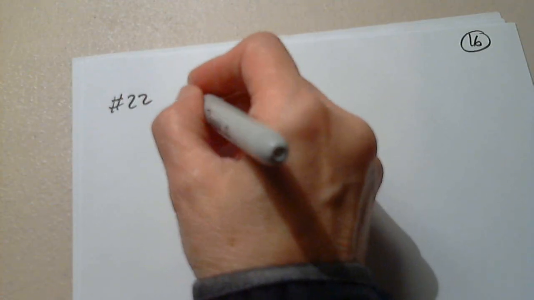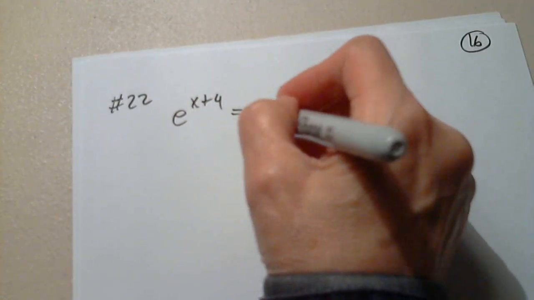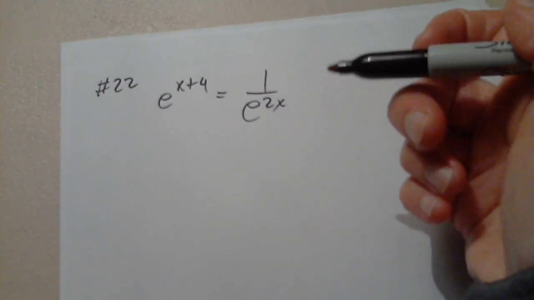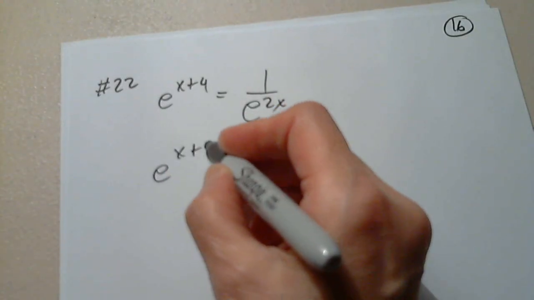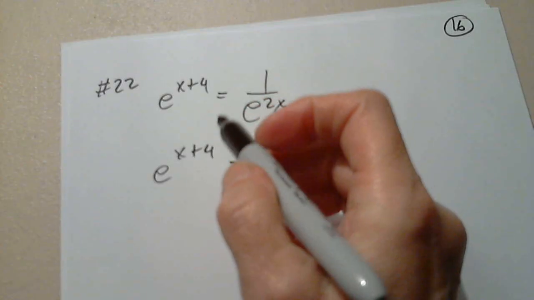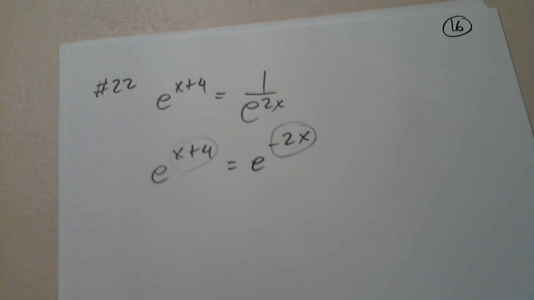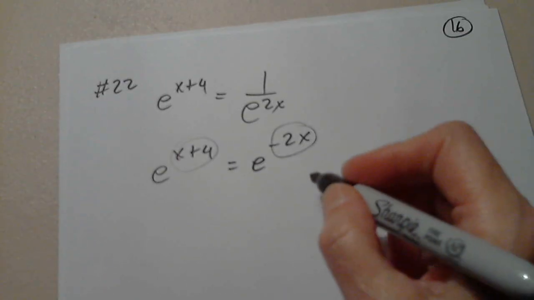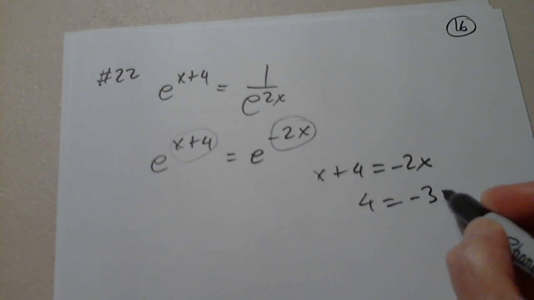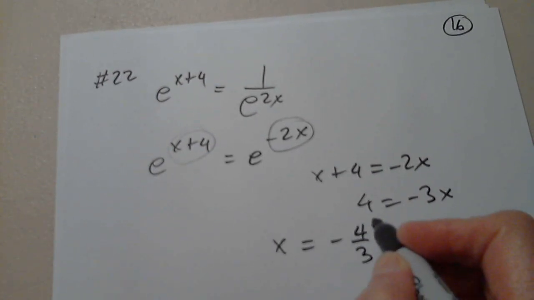In 22, we have e to x plus 4 over e equals 1 over e to 2x. Perfect. Always remember, if both sides can be presented with the same base, it's always easy. So e to x plus 4, the same thing with e to negative 2x. 1 over e to 2x is the same as e to negative 2x. So therefore, if the bases are the same, the exponents have to be the same. So then x plus 4 equals negative 2x, and I move x, so I get x equals negative 4/3.